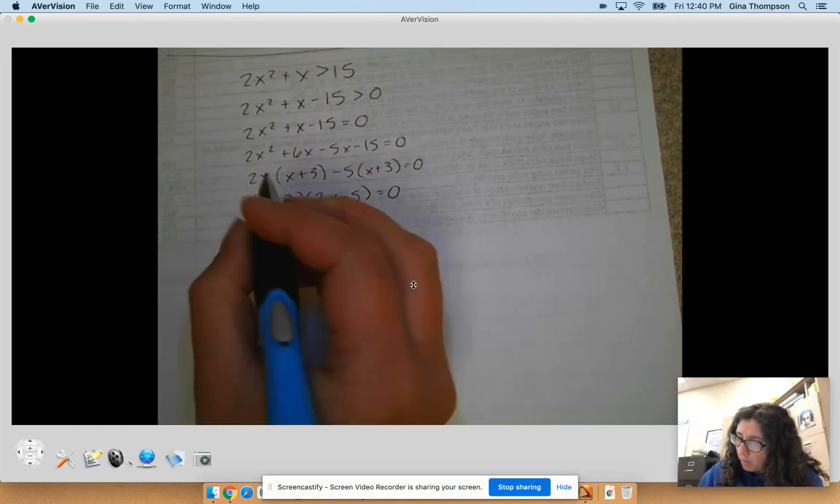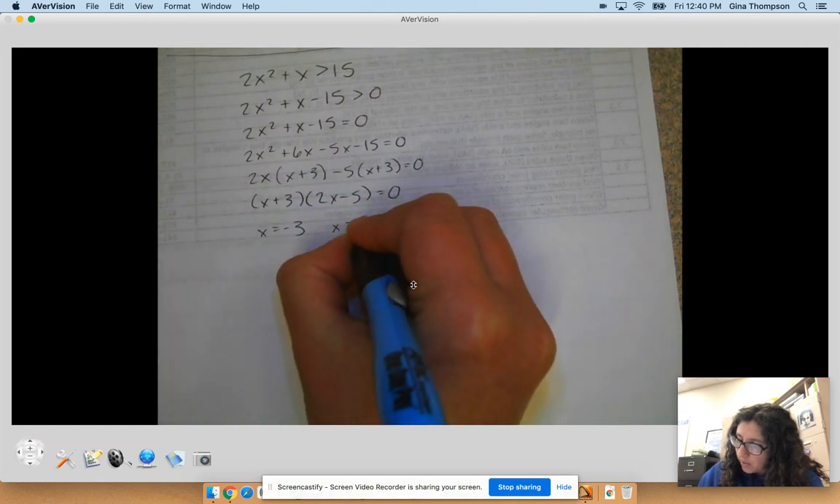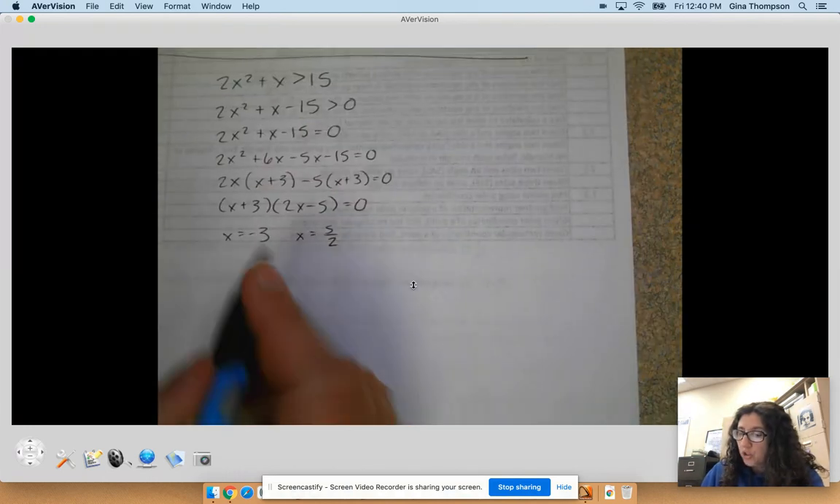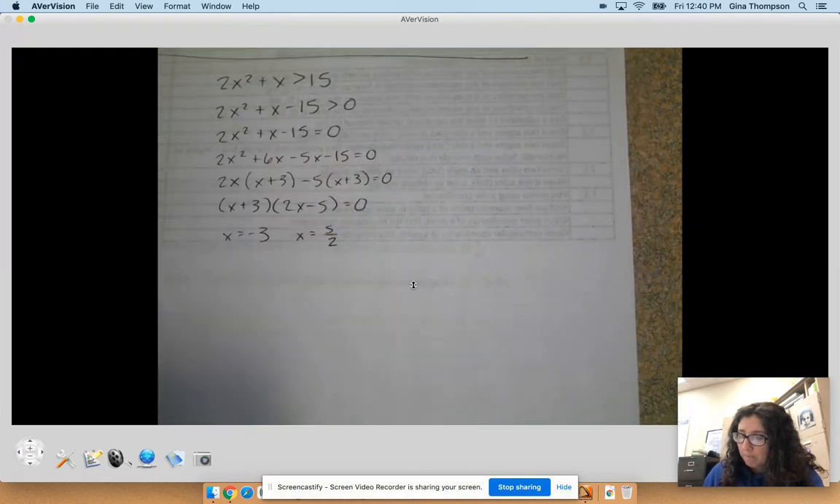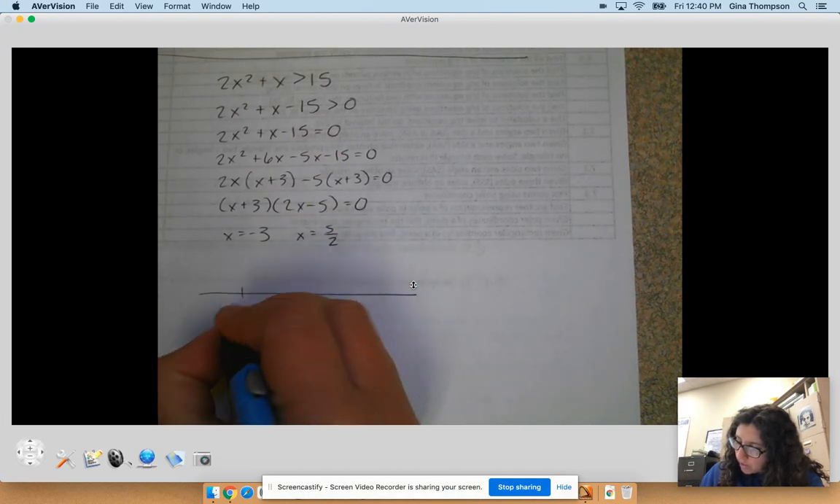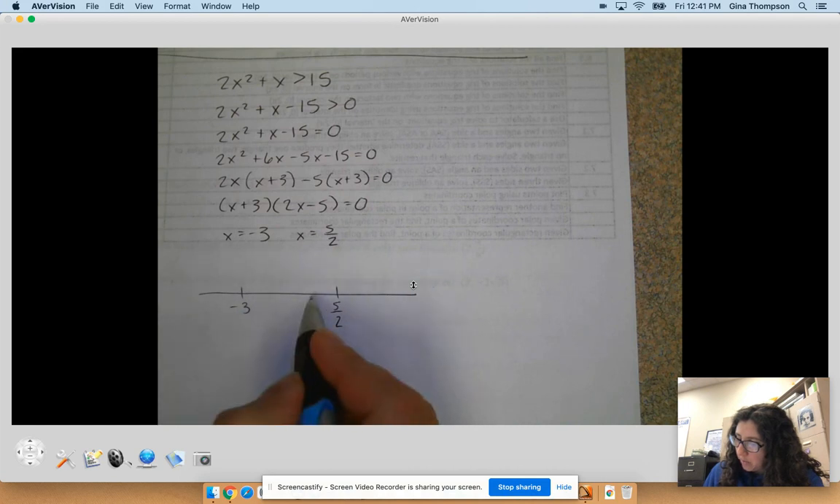All right, so what are my boundary points? X equals negative 3 and x equals 5 halves. Those are going to be my boundary points. So just notice again, we have a parabola, right? My number line is going to look like here's negative 3, here's 5 halves. With something easy in here, I'll choose 0. 0 is always an easy one to choose.